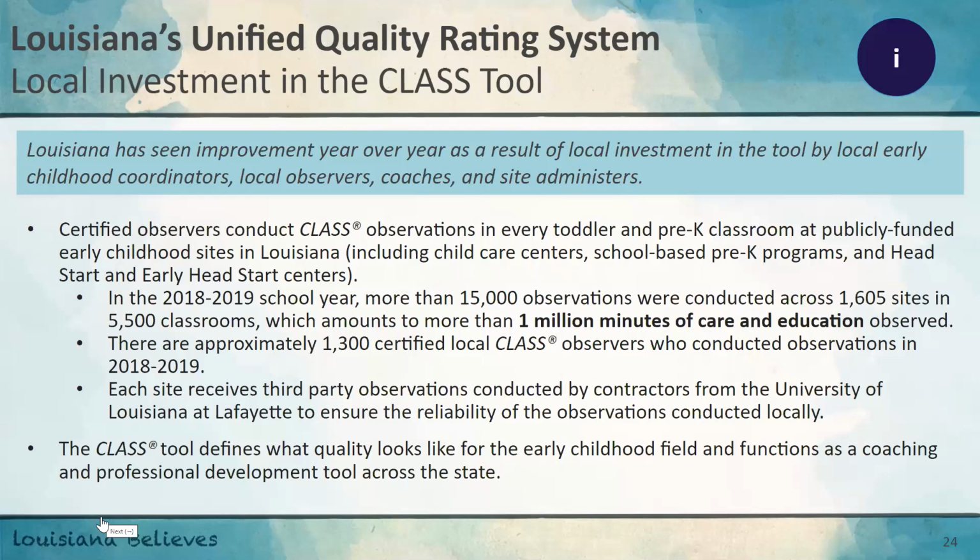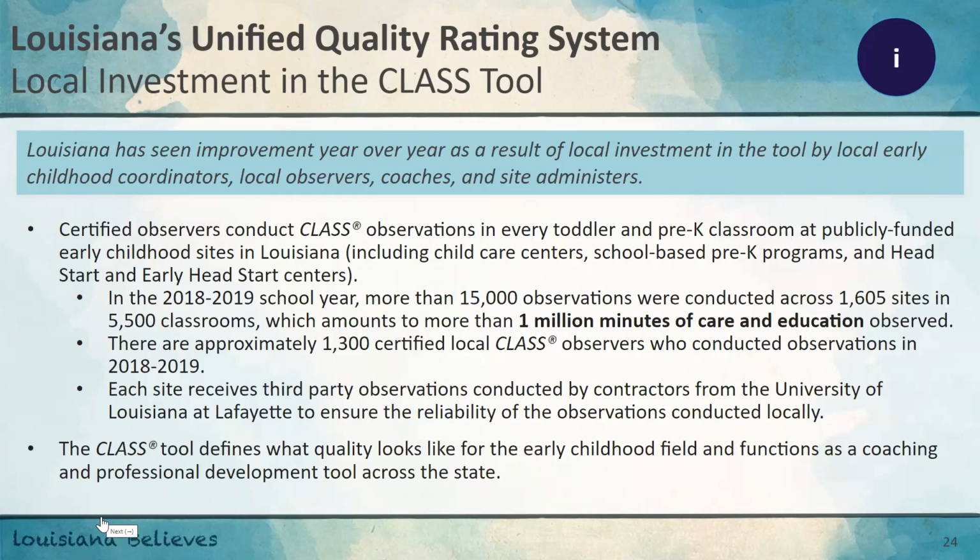Just to give you a snapshot of what this looks like in a typical year: going back to 2018, 2019, prior to COVID, there were more than 15,000 class observations conducted across the state in roughly 1,600 sites across about 5,500 classrooms. All said and done, that amounts to more than 1 million minutes of care and education observed, which is just staggering. And there are approximately 1,300 certified local class observers who conduct these observations in communities. I want to emphasize that means there are 1,300 folks across the state who are equipped to provide support to teachers, to understand what high quality early childhood looks like. We think that is a wonderful part of this system, the reliance on local observers.